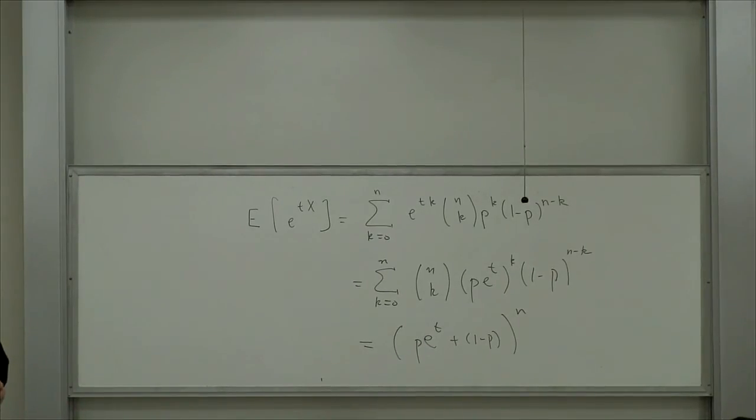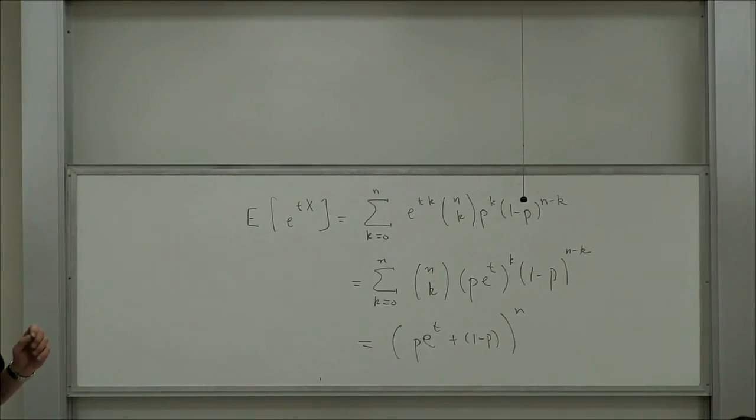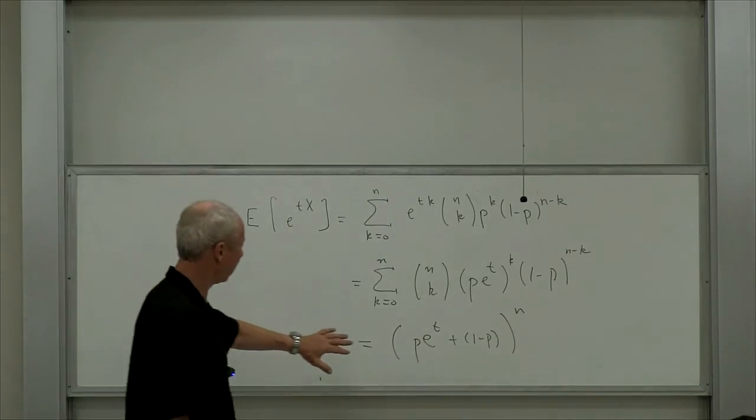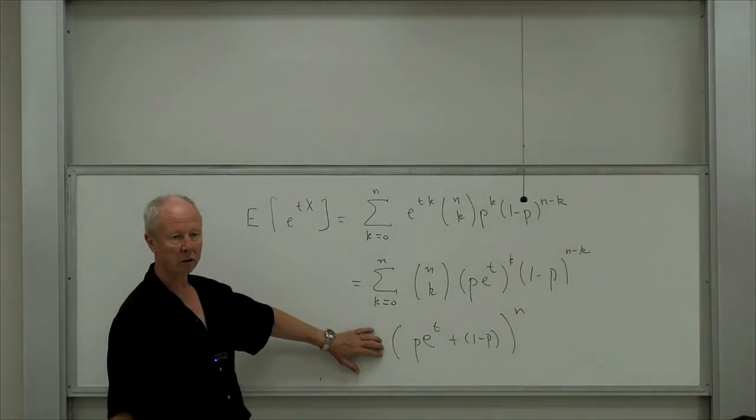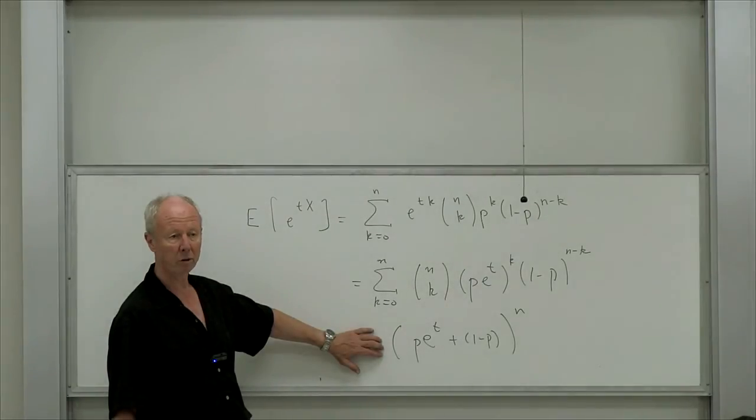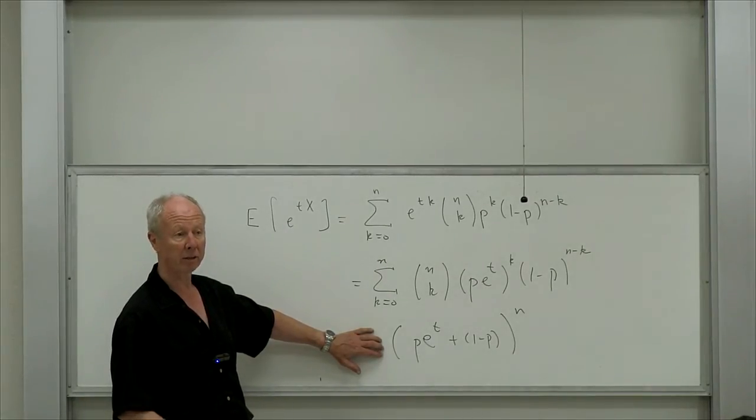A binomial random variable with parameters n and p has the same distribution as the sum of n independent Bernoullis with parameter p. This is the moment-generating function for the sum of n independent Bernoullis with parameter p. And it's also the moment-generating function for a binomial with parameters n and p. By uniqueness of the moment-generating function, we see the two distributions are the same. Okay?